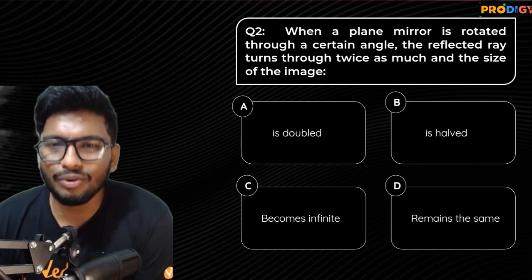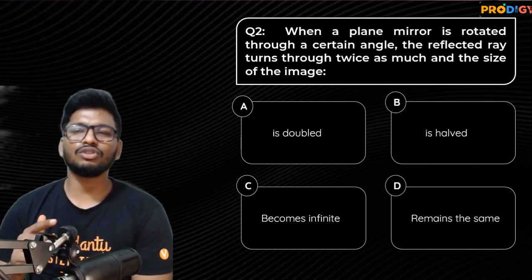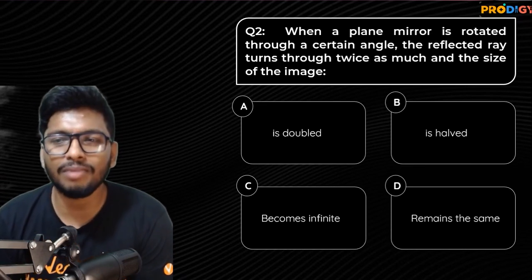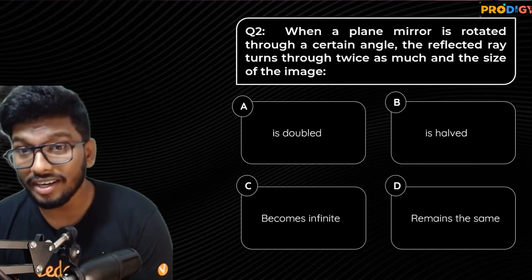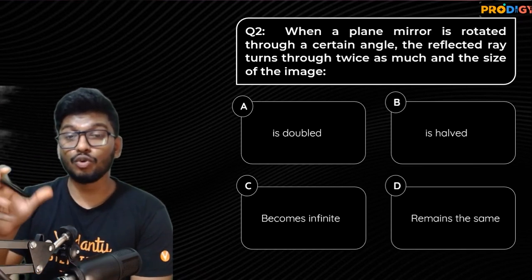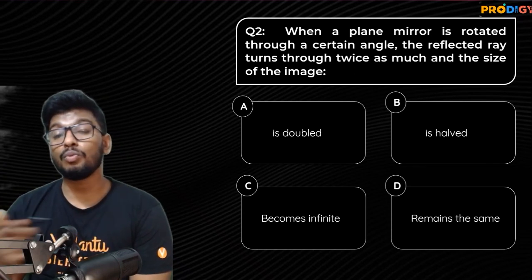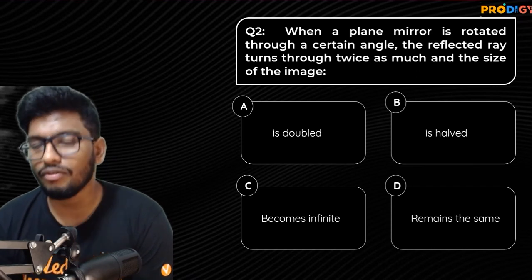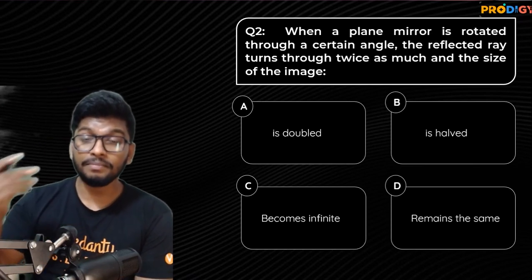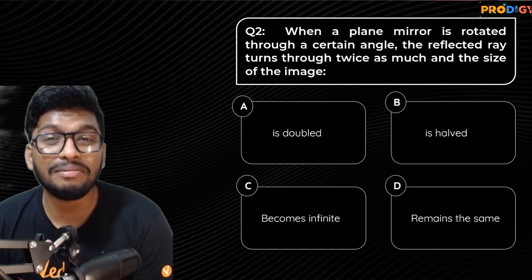When a plane mirror is rotated through a certain angle, the reflected ray turns through twice as much, and the size of the image will be what? A plane mirror is rotated through a certain angle. The reflected ray turns through twice as much. What would happen to the size of the image? Would it also double? Would it become half of it? Would it become infinite, or would it remain the same?